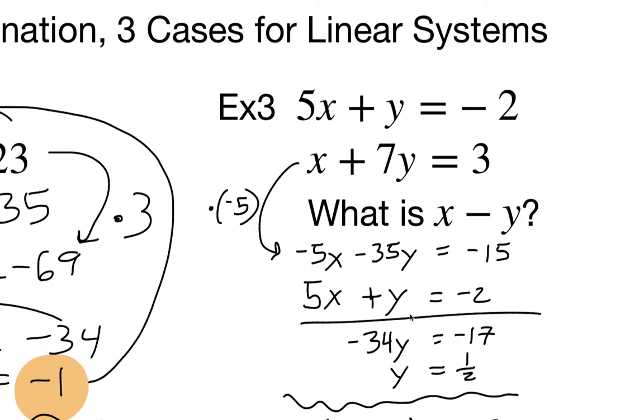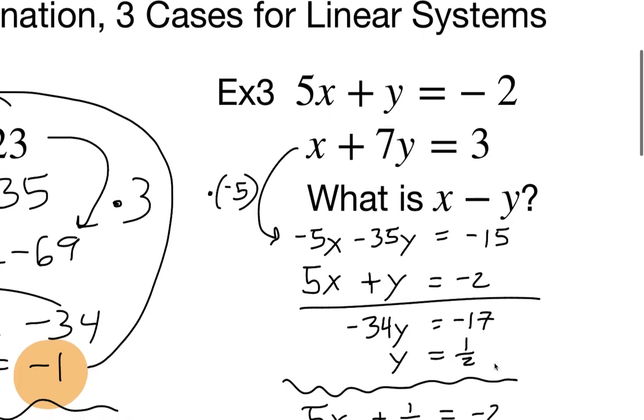Adding the two equations together, which you're allowed to do, the x terms eliminate. You get a 0 right here. And negative 35y plus y is negative 34y, and you get negative 17 over here. y is equal to 1/2.